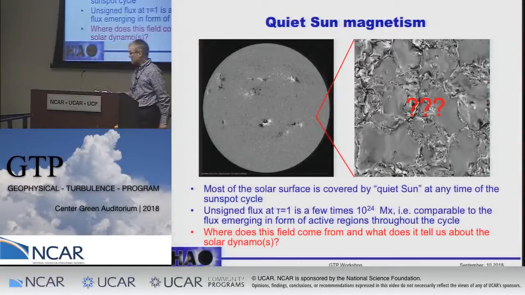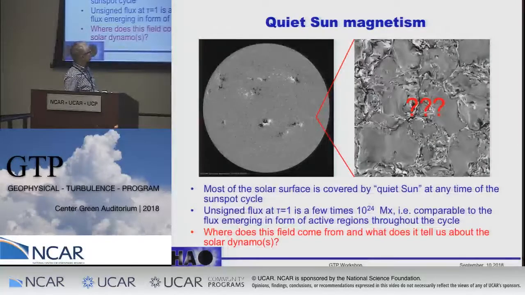Okay, so today I will talk about quiet sun magnetism, and just as a brief introduction, what is it? This is a magnetogram, an HMI magnetogram. You do see here a few active regions, and you see these more diffused active regions, which might be active regions which decayed a while ago.